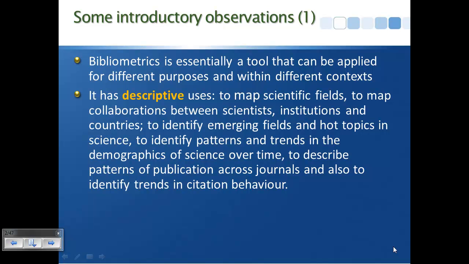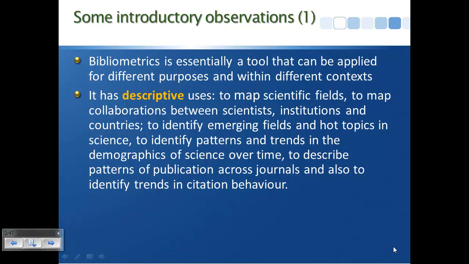Bibliometric studies have been done to map scientific fields. You want to look at a field like physics or sociology or whatever, and you can use bibliometric tools to map those fields: who works in those fields, who are the highly cited authors, which are the highly cited papers. So, a kind of epistemological mapping of fields. It can be used to study collaborations between scientists, institutions, countries, look at how collaborations change over time, and who you collaborate with and how that links up with other factors.